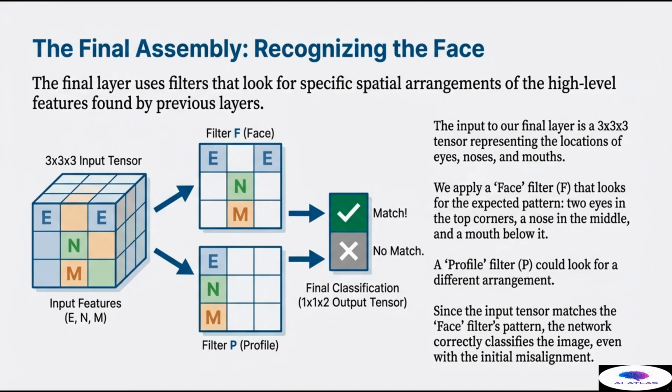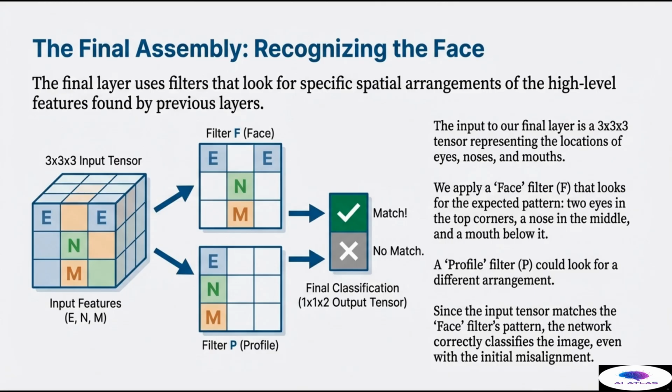The input to this final layer is the 3x3x3 tensor from the previous pooling layer. Importantly, this tensor no longer contains raw pixel data. Instead, it numerically represents the locations of the high-level features found by Layer 2, the eyes E, noses N, and mouths M. To classify the image, we apply high-level filters that look for specific spatial arrangements of these parts. We introduce two candidate filters, Filter F, face, and Filter P, profile.